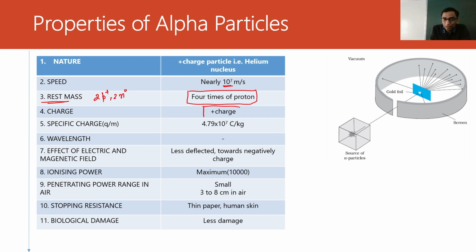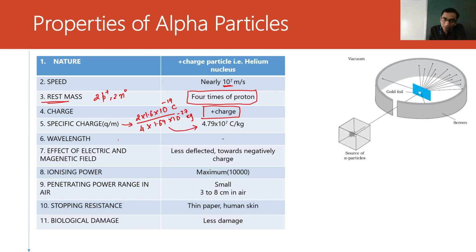It has positive charge because it contains 2 protons. Neutrons, they don't have any charge, right? Specific charge is charge to mass ratio. So how it can be calculated is, it has charge 2 into 1.6 into 10 raised to minus 19 coulomb divided by mass, which is 4 times the mass of the proton or neutron, that is 1.67 into 10 raised to minus 27 kilogram. So the SI unit would be coulomb upon kilogram.